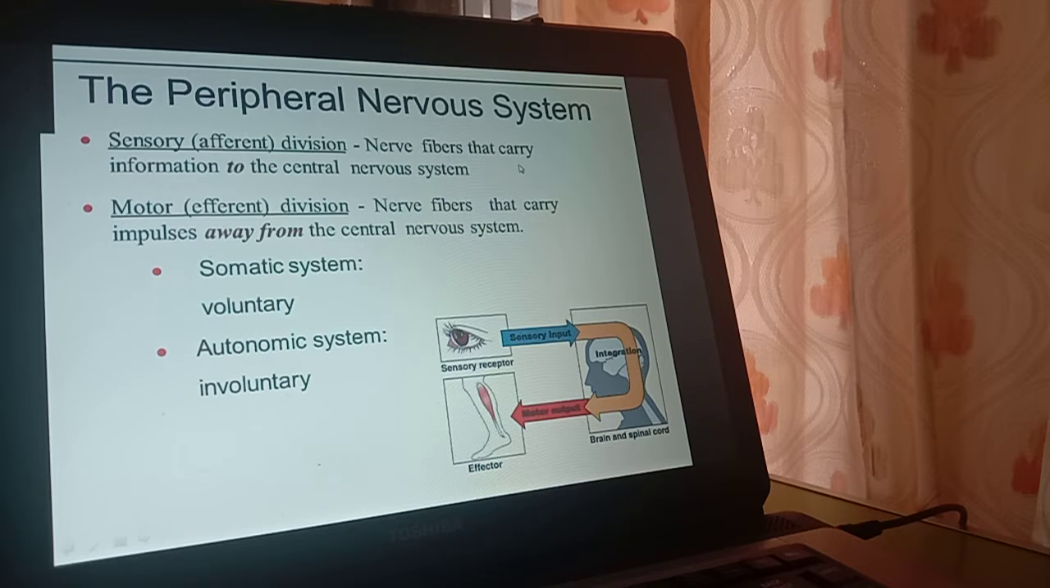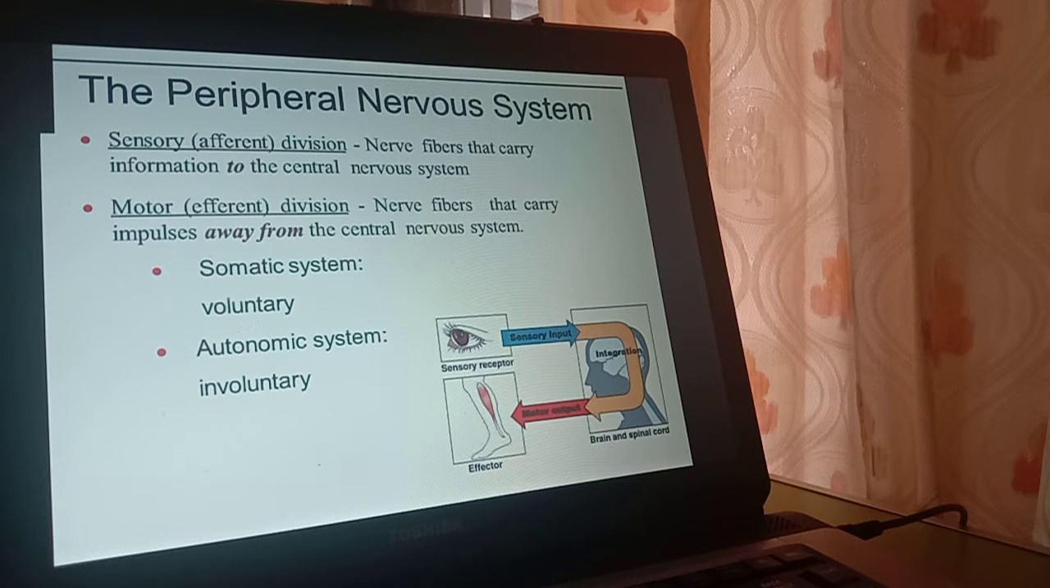The peripheral nervous system can be put under two headings, that is the sensory division, which is also known as the afferent. These are the nerve fibers that carry the information to the central nervous system, that means to the brain. And we have the motor division, which is the efferent nervous system, that includes the nerve fibers which carry the impulses away from the central nervous system. This can be divided into two types, the somatic system, which is voluntary, and the autonomic system, which is involuntary.